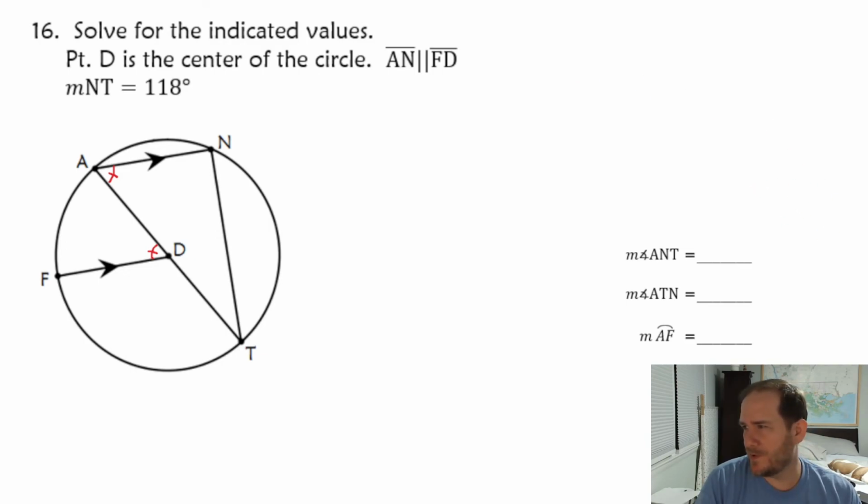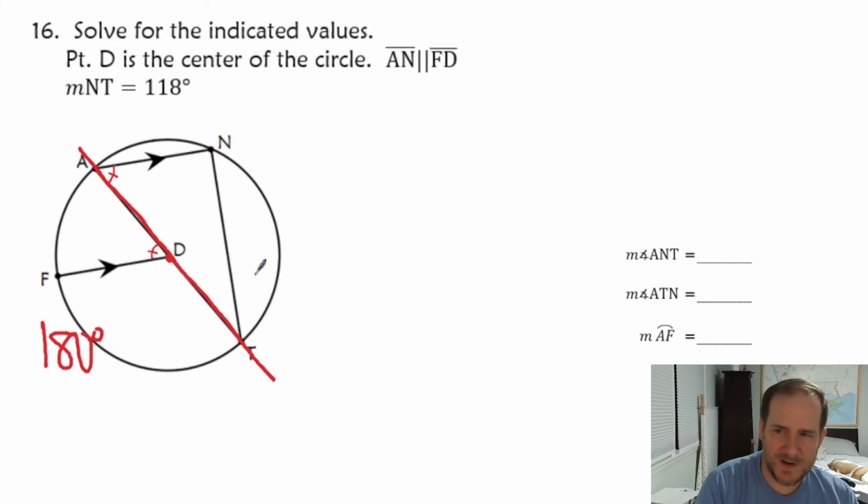Another thing that's important here that you'd have to notice is AT. That's a diameter, because we know that point D is the center. So that means this whole thing, AFT, is a semicircle. So that would be 180, right? And then notice that angle ANT is cutting that semicircle. So this angle here must be half of that semicircle. So that angle that looks like a right angle, it is a right angle. We can actually prove that it's a right angle.